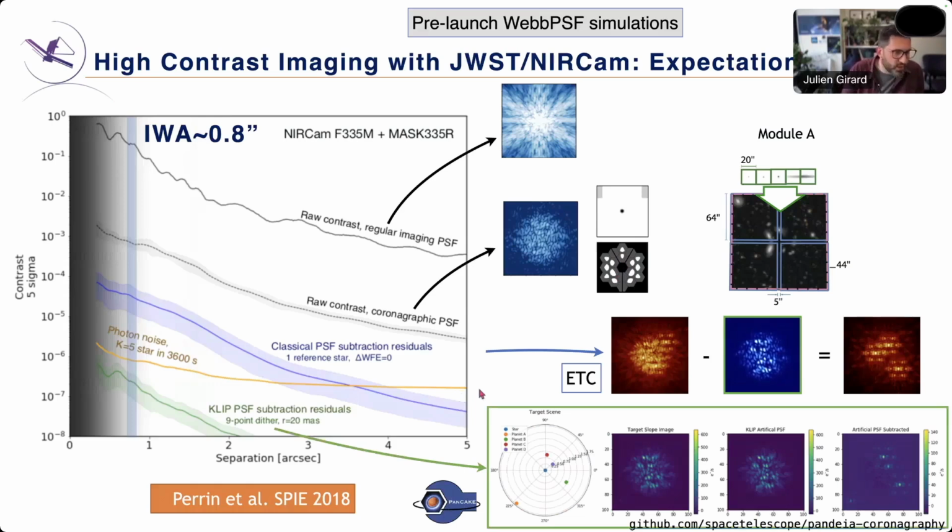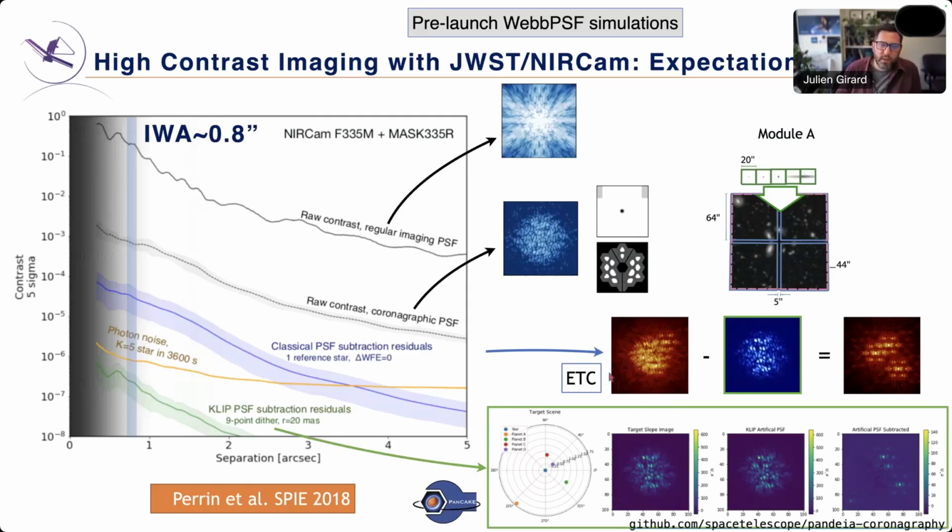NIRCam coronagraphy and MIRI coronagraphy are very niche. They are really designed to work at small inner working angle, so at small separation or at slightly larger separation, let's say a few arcseconds, but around very bright stars that would otherwise saturate the detectors a lot.